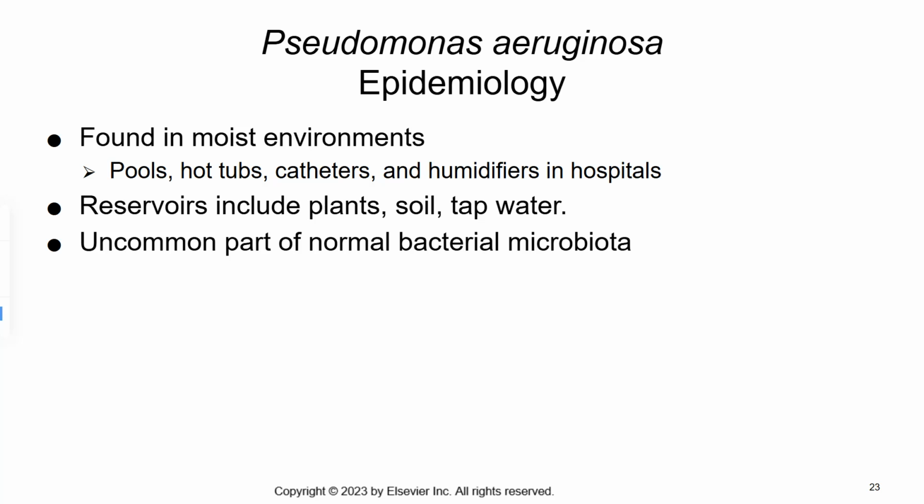Catheters are another main issue. If we have any indwelling catheters or respiratory devices, they can form these membranes around them, and they are encapsulated. So they have a capsule that will help protect them. That capsule not only helps hide them from your immune system, but it helps prevent the access of antimicrobials to them. So it makes them a bit more antibiotic resistant and a bit more of an issue. Reservoirs include plants, soil, and tap water. They're an uncommon part of the normal bacterial microbiota.